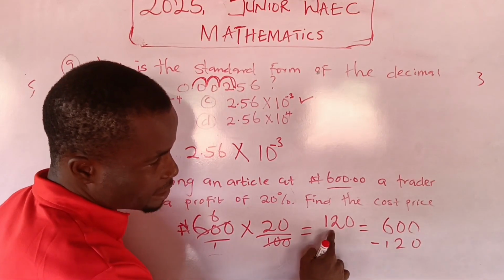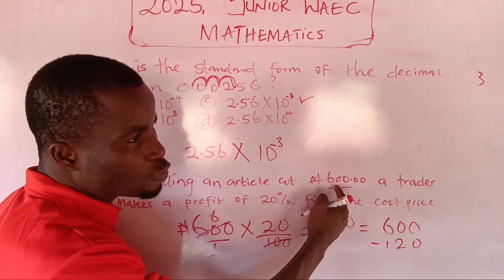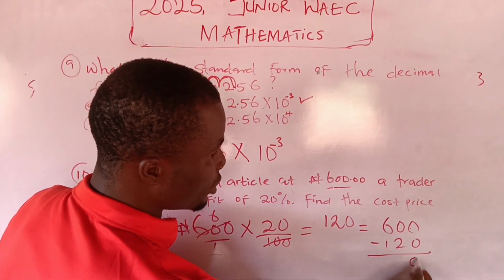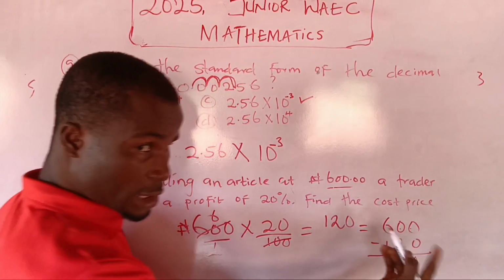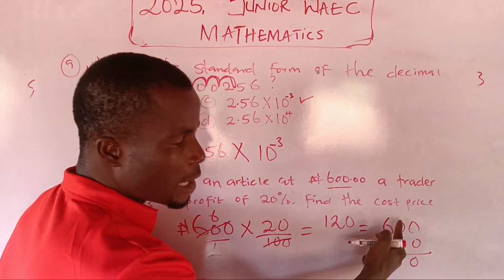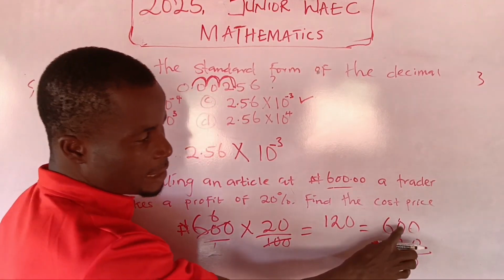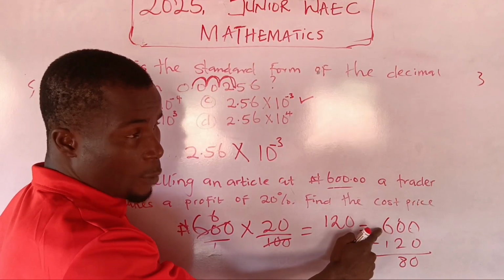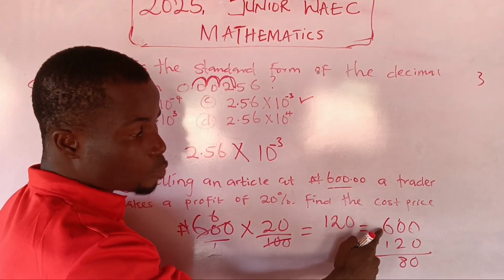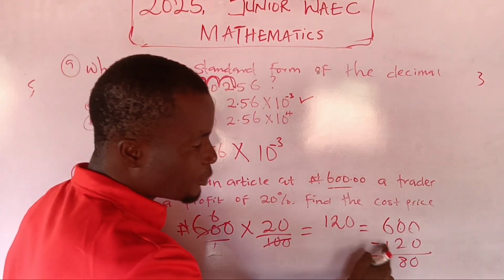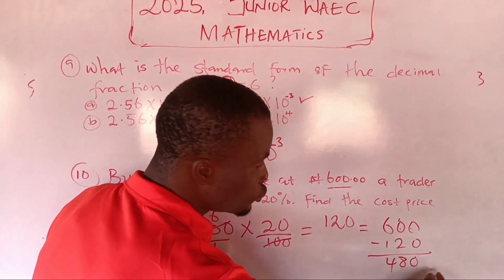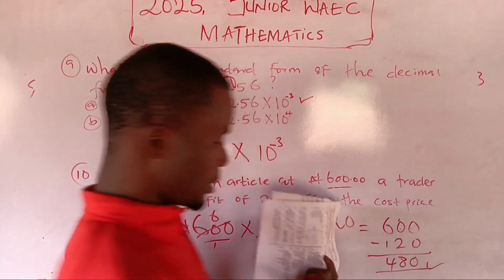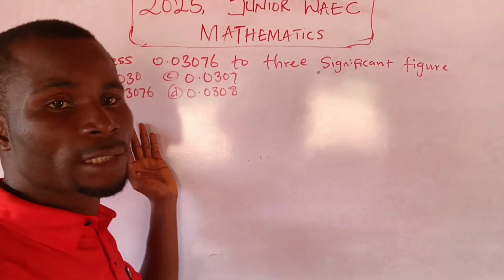That is the profit you made. You subtract it from the amount you sold the article. So what do you have? 0 minus 0 is 0. 0 minus 2, it can't go. So you borrow 1 from here and put here. So we have 10 here. 10 minus 2, we have 8, right? So what is remaining here after we borrowed 1? It was 5 that remained. So 5 minus 1 will give us 4. So our answer is 480. That is our answer.